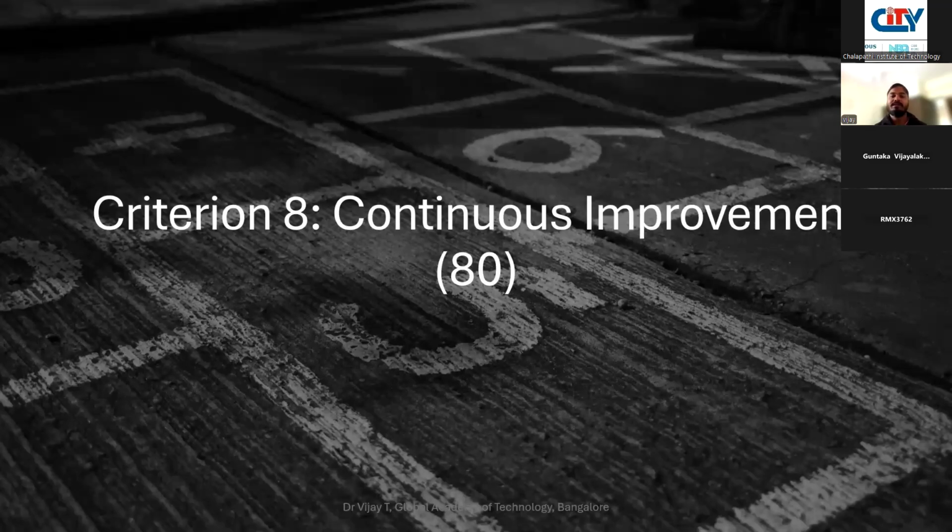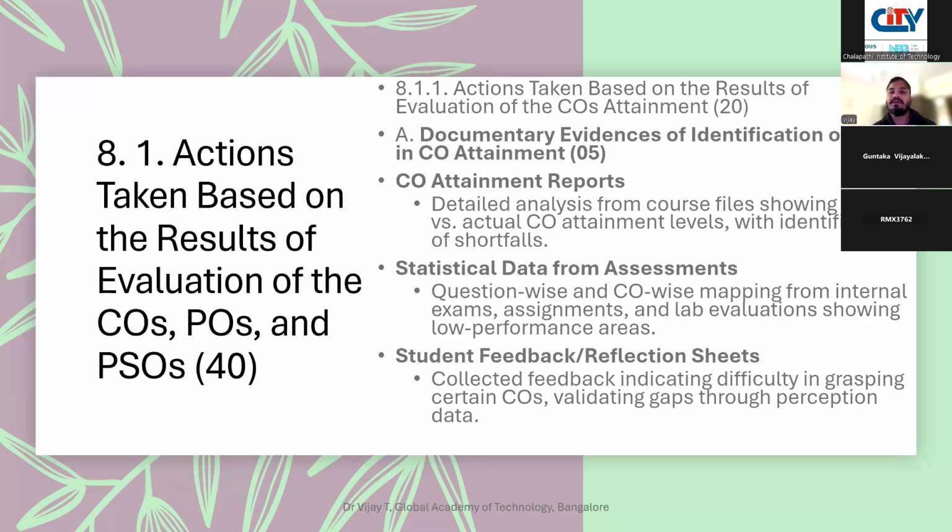The last part of the program criteria is continuous improvement, which is going to be a direct reflection of criteria three, the gap of COs and POs. So you have to clearly mention what is the gap that is analyzed and how you are overcoming it for course outcomes and program outcomes, and documentary evidence has to be maintained and shown for the next academic year.